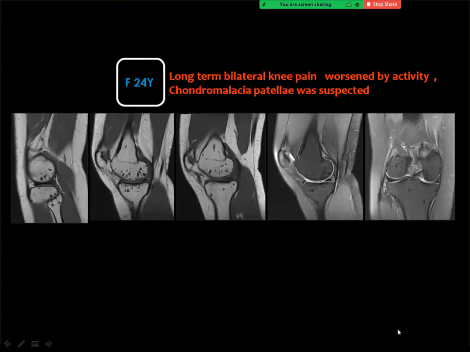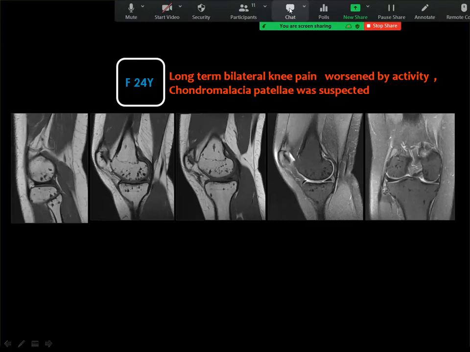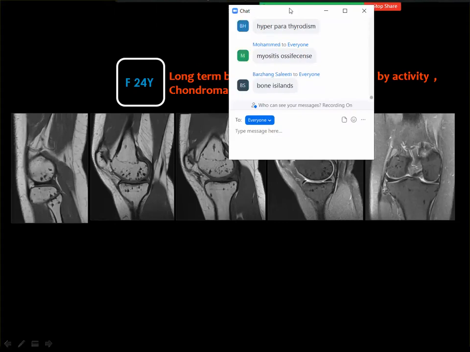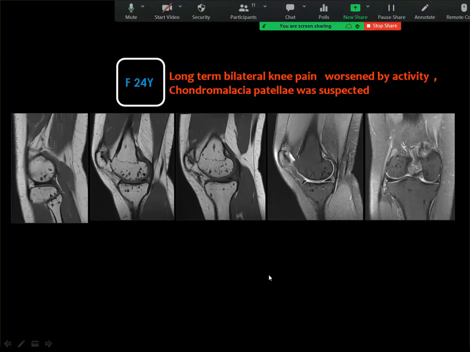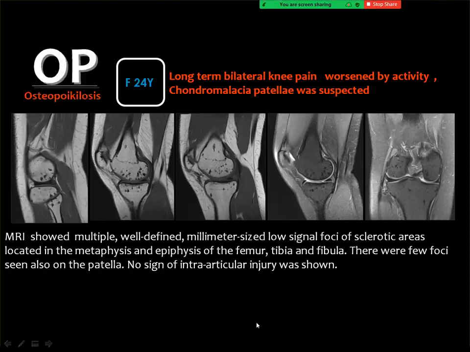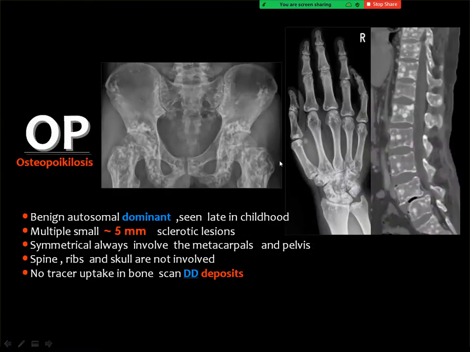Good answer. This female, 24 years old, with long-term bilateral knee pain worsened by activity, suspected to have chondromalacia patella. Bone islands, and whenever these bone, osteopoikilosis, yes, this is the right answer. Osteopoikilosis, multiple bone islands, extensively distributed everywhere in the body, particularly in the pelvis and in the hands.